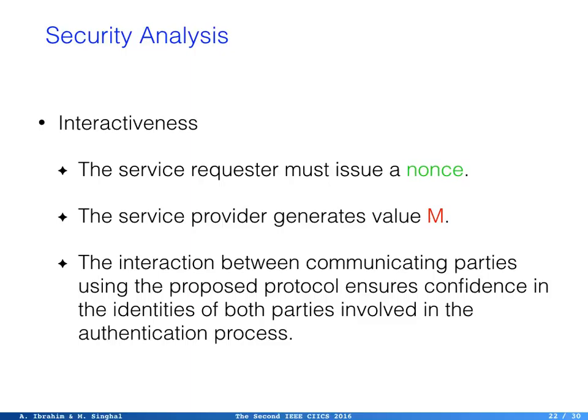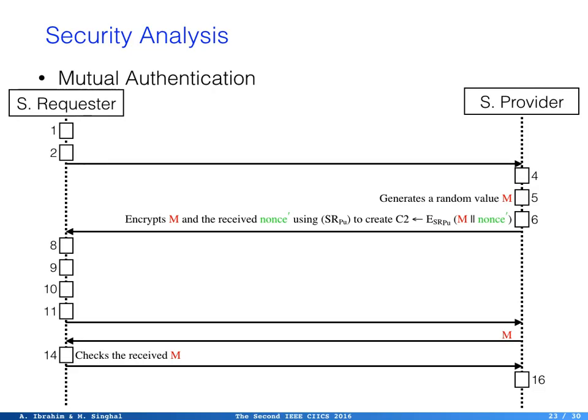The interaction between communicating parties using the proposed protocol ensures confidence in the identities of both parties involved in the authentication process. The proposed protocol ensures both parties hold the private key corresponding to the published public key at the time of authentication. The service requester authenticates the service provider in step 14 of the authentication phase.